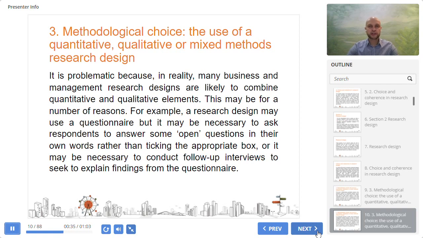Equally, some qualitative research data may be analyzed quantitatively or be used to inform the design of a questionnaire. In this way, quantitative and qualitative research may be viewed as two ends of one continuum, which in practice are often mixed. A research design may therefore mix methods in a number of ways, which we discuss later.